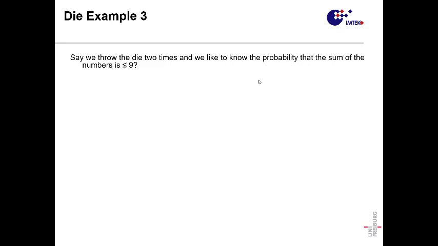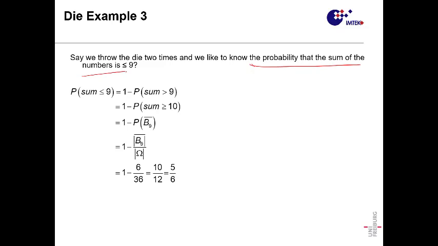So let's say now that we throw the dice 2 times again, okay? And now we ask ourselves, what is the probability that the sum of the numbers is less than or equal to 9? You can start doing this forever, right? You can ask any question. What is the multiplication? What is the sum, the subtraction? But let's say we are interested in what is the probability that the summation of these 2 throws of the dice is less than or equal to 9.